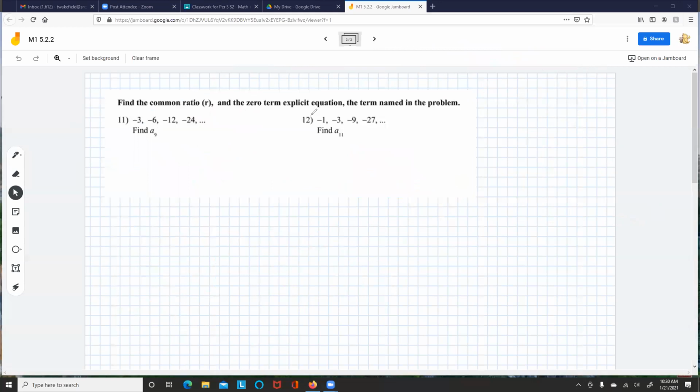All right, let's take a look at number 12 here. So let's copy this down. 12 says negative 1, negative 3, negative 9, negative 27, dot, dot, dot. What is happening to these numbers, you guys? What is the multiplier? Do we have a multiplier? It's 3. All right. Good job.